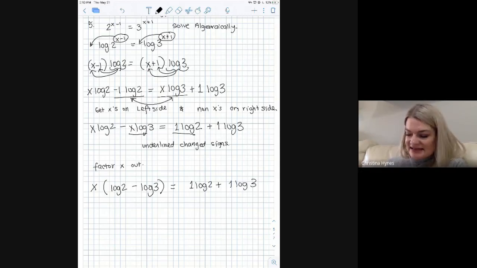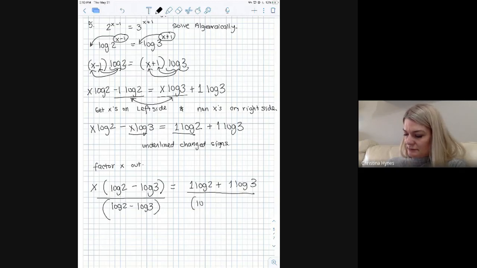Our second last step, guys, is you're going to divide both sides by what was with the x, because you're trying to isolate for x. So you're going to move this to the right side of the equation by division. What you do to one side, do to the other. These guys all cross each other off, leaving us with x equals.